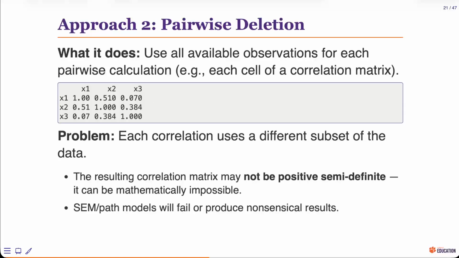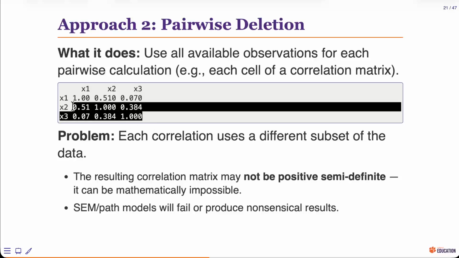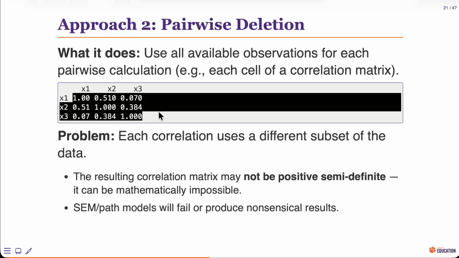Now, the problem with this is that each correlation then uses a different subset of the data. Right? The resulting correlation matrix itself may not be positive semi-definite. You may have heard that before. Positive semi-definite means that this thing can be inverted. Right? Technically, it means that the determinant of this matrix is 0 or greater.